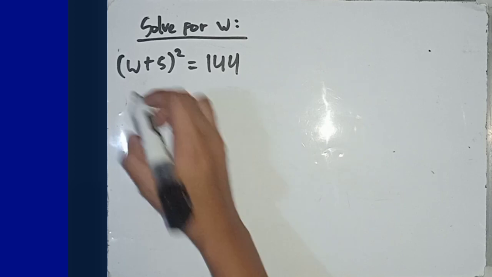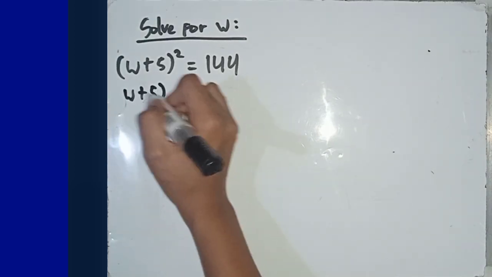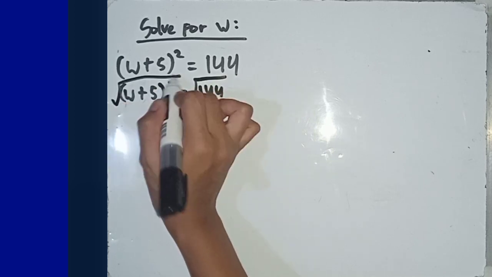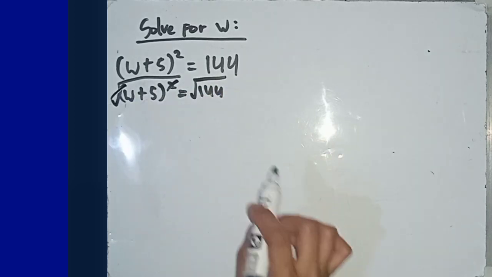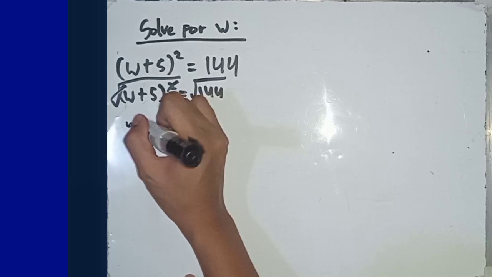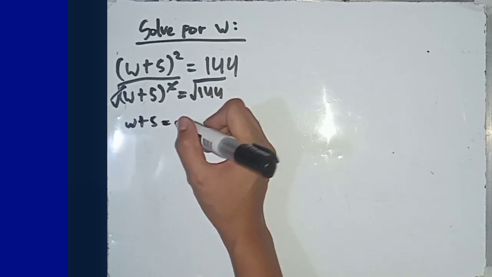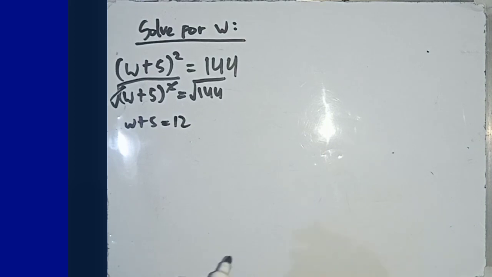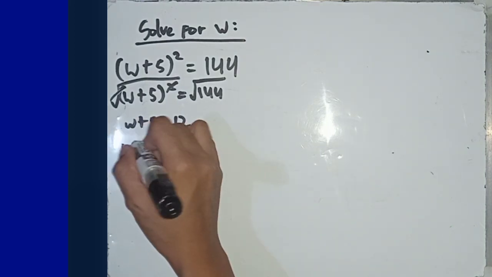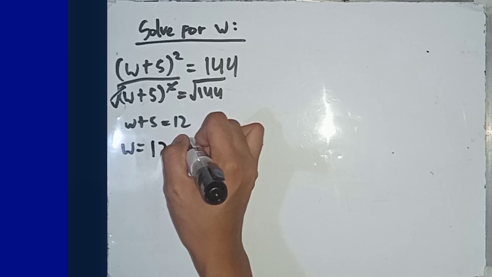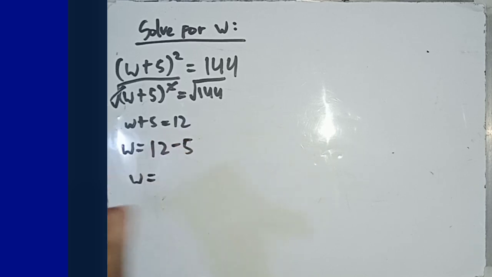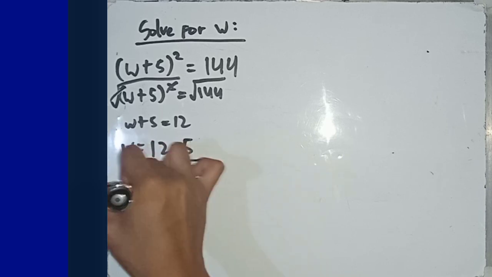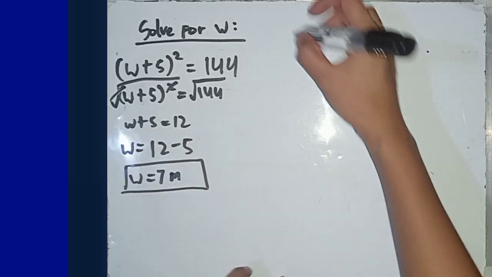So to remove the exponent, we will be taking the square root. So W plus 5 is equal to, what is the square root of 144? Okay, that is 12. Very good. And yes, move the 5 to the other side. So that would be 7 meters. So width would be equal to 7 meters.